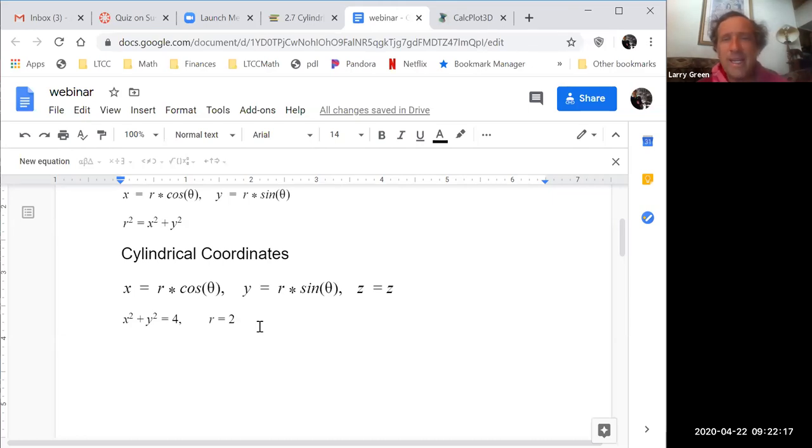By the way, in applications, what do you think the main application or one of the main applications of cylindrical coordinates is going to be? I don't know if we have anyone who is going into this field. I usually do. What do you think the main application in engineering is going to be? Any thoughts?